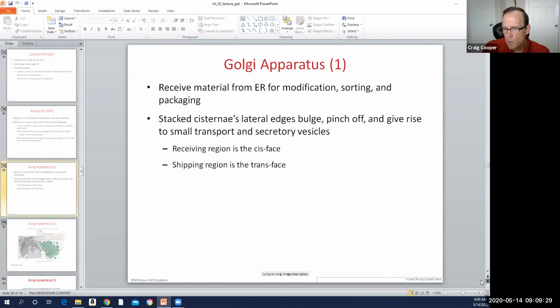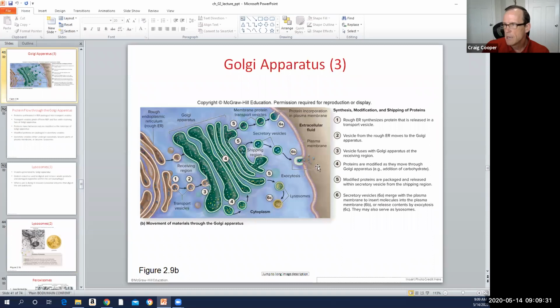All right, let's look at our Golgi apparatus. Some people say Golgi, I say Golgi. I think I'm right. I might not be. Usually you'll say whatever your instructor, the first person who taught you, says, and there's some dispute about some of these terms.